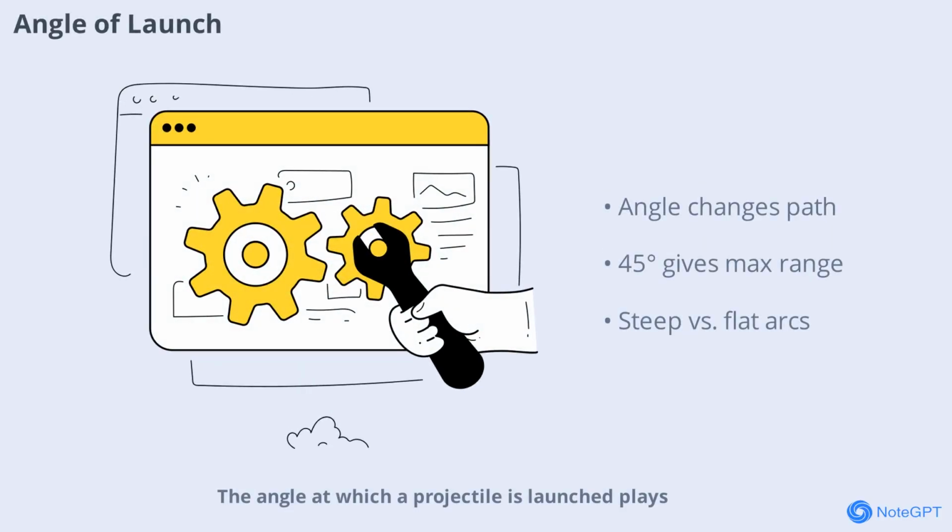The angle at which a projectile is launched plays a crucial role in determining its range and height. Launching at a low angle results in a longer, flatter path, while a higher angle produces a steeper, shorter arc. The optimal angle for maximum range, assuming no air resistance, is 45 degrees. Understanding how launch angle influences motion is essential for athletes, engineers, and anyone interested in predicting projectile paths. Next, let's see how initial velocity impacts the motion.